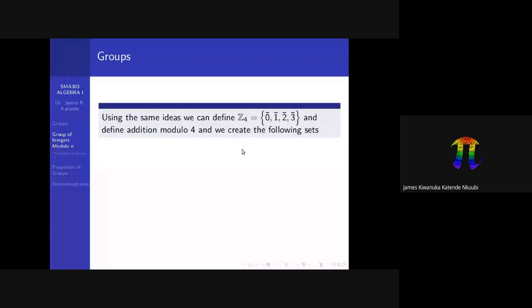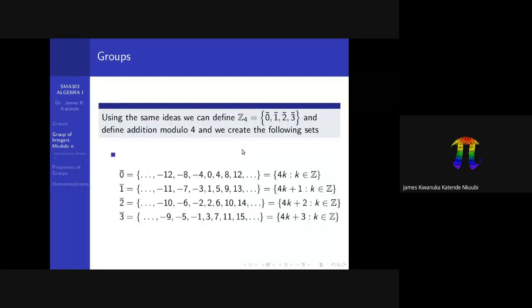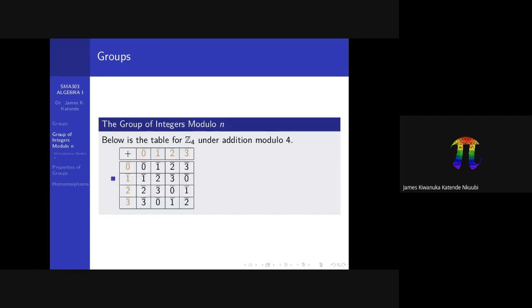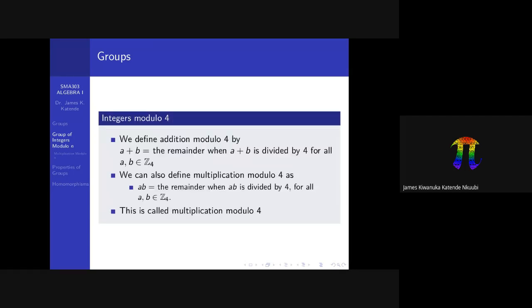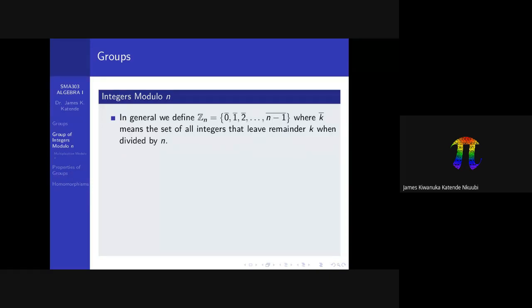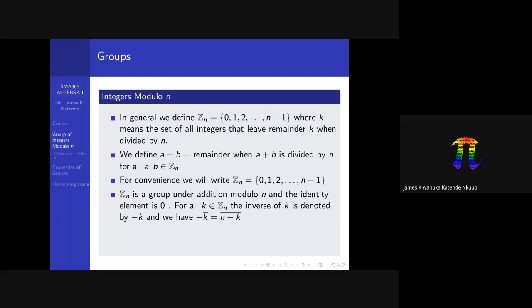So, like I said earlier, I've been able to generalize this to the case where n is any positive integer. I think I did not mention that n must be a positive integer. And we have illustrated that under addition modulo n, Zn is a group.